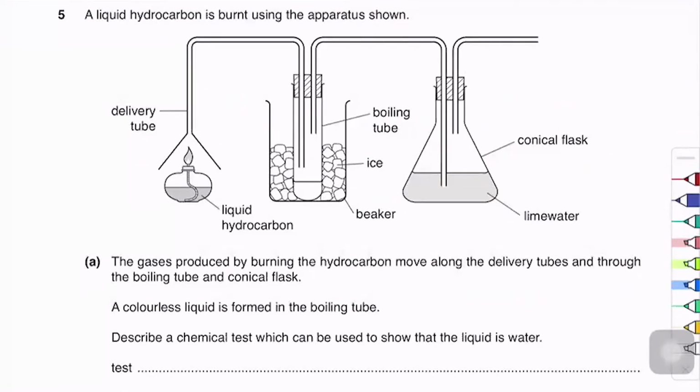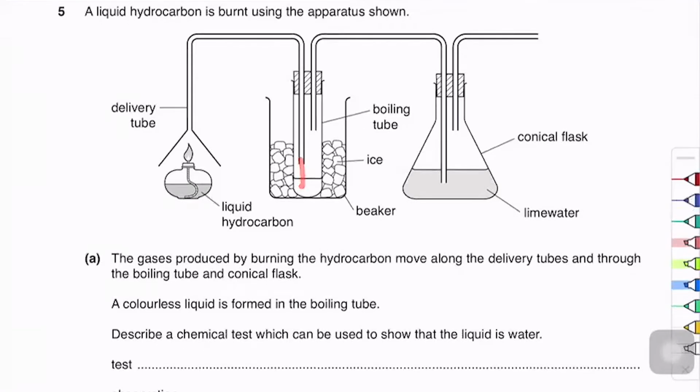A liquid hydrocarbon is burned using the apparatus shown. The gases produced by burning the hydrocarbon move along the delivery tubes and through the boiling tube. Okay, so the liquid hydrocarbon is going to produce carbon dioxide and steam, which are obviously passing through this. There's ice, which will cool any gas that's coming in. And there's some liquid, but they haven't told us what that is. That liquid might dissolve some of the gases, not all of them, because the delivery tube is not going into this, it's just there. So some of the gas coming in might dissolve. The rest of it will escape.